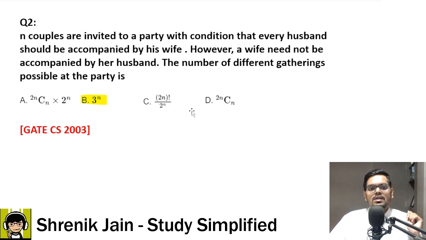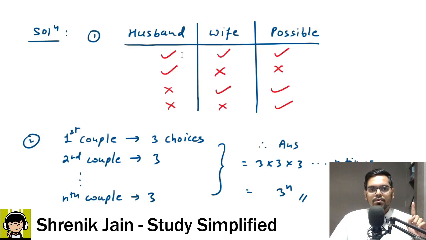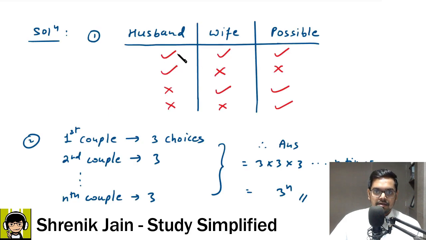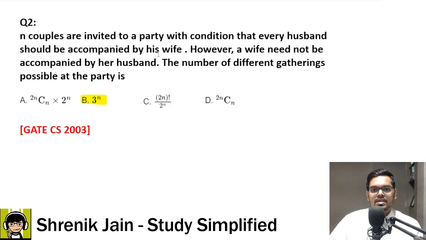Now, for the choices, the constraint is that n couples are invited to a party with the condition that every husband should be accompanied by his wife. So if I make a couple, husband comma wife, which case is possible? Every husband should be accompanied by his wife. If the husband is coming, then he should be accompanied by his wife, then only it is a valid case. What if the husband is coming and the wife is not coming? Then he is not allowed, not a valid case. That's what this line says.